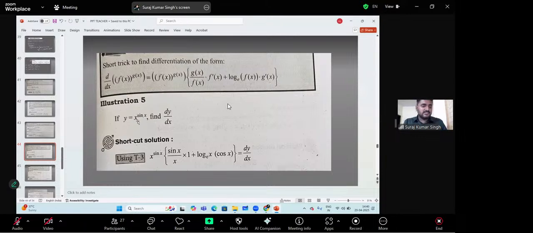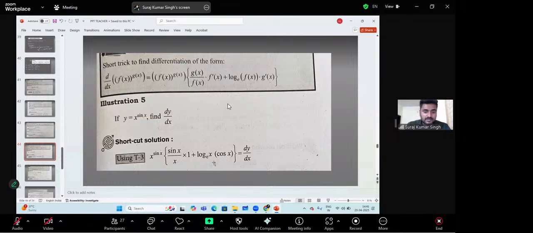So now you can see, for x to the power sin x, we need to find the derivative. What will I write? We keep x to the power sin x, where g x is sin x. So here I keep sin x. f x is x, the derivative of f x means the derivative of x, that is 1. Log of f x is log x, and the derivative of g x, that is sin x, is cos x.